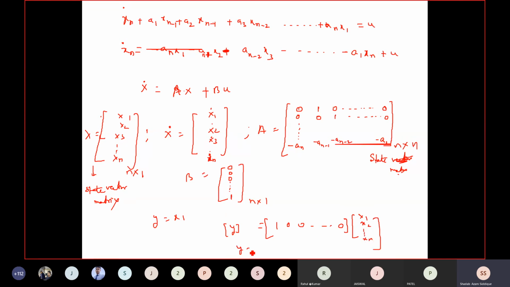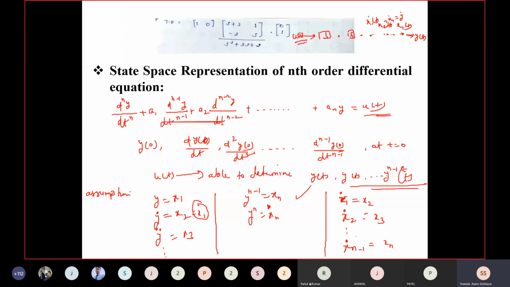So this is in the form of y is equal to Cx. We don't have D, okay. So C is the matrix of order 1 cross n, and x is of order n cross 1 matrix. So this is the output equation, and that was the state equation. So this is all about the state space representation of nth order differential equation.